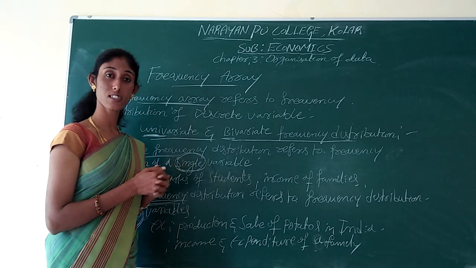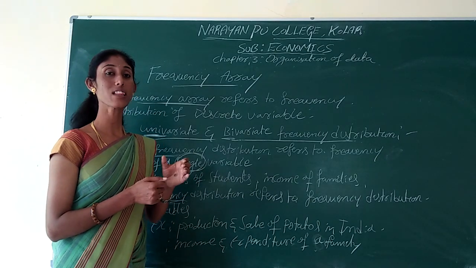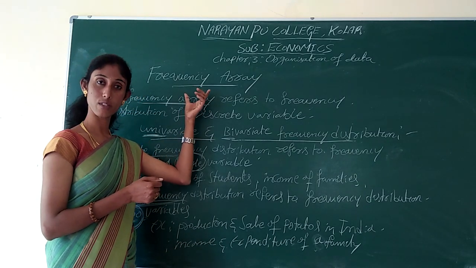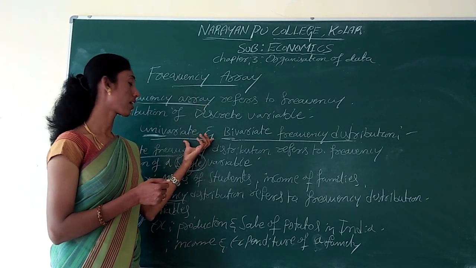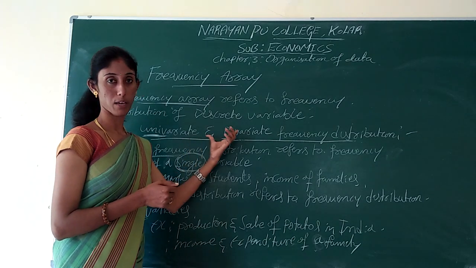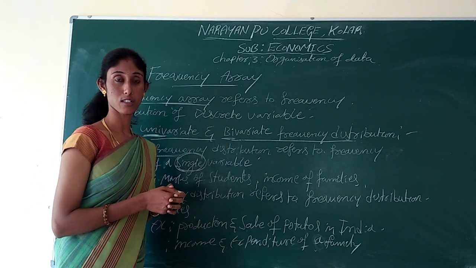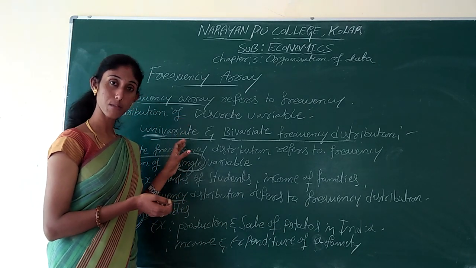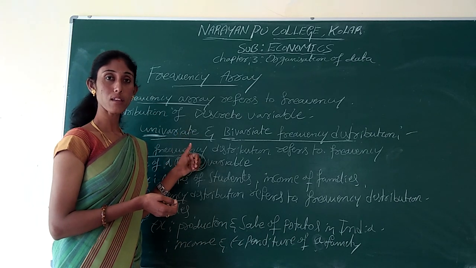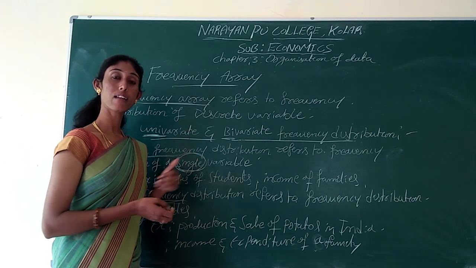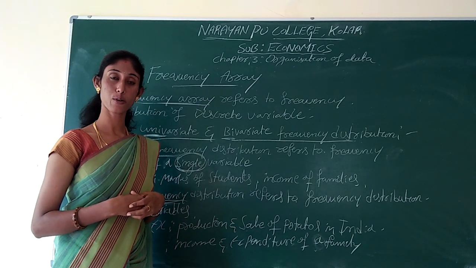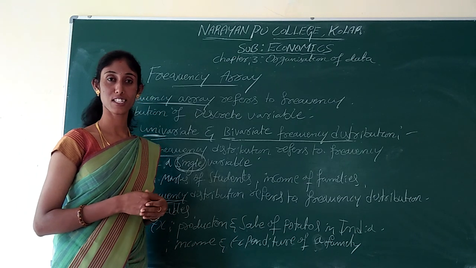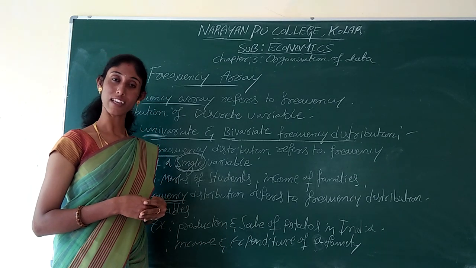And also we have discussed the frequency distribution with unequal class intervals, and also the meaning of frequency array and the concepts relating to univariate and bivariate frequency distribution. This is a very important chapter, so make a note of all these concepts and get well prepared. Okay, then from the next class onwards we are going to move to the next chapter, that is chapter 4, presentation of data. Okay, thank you everyone.